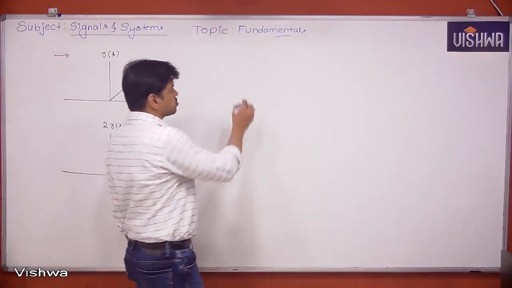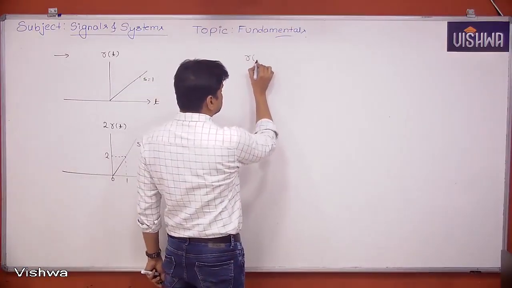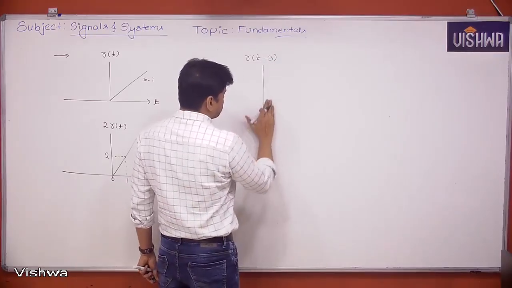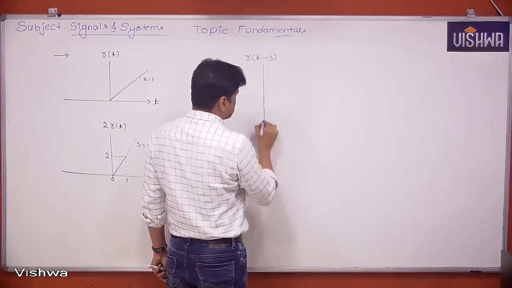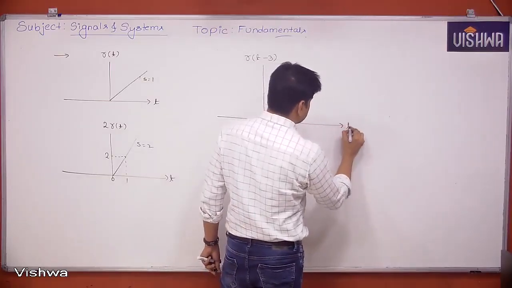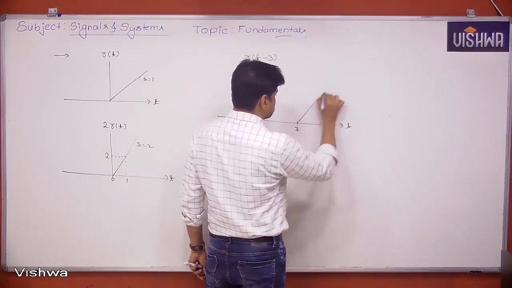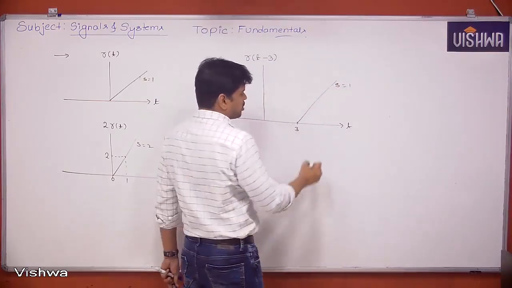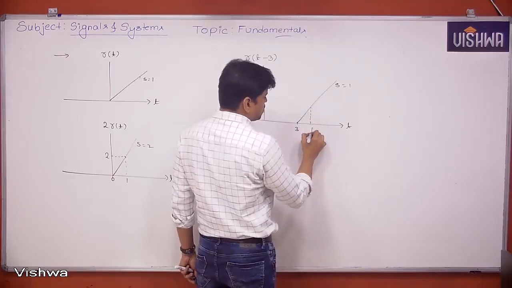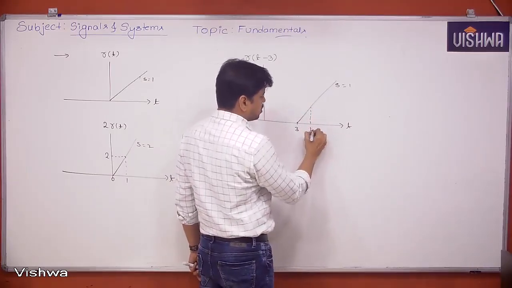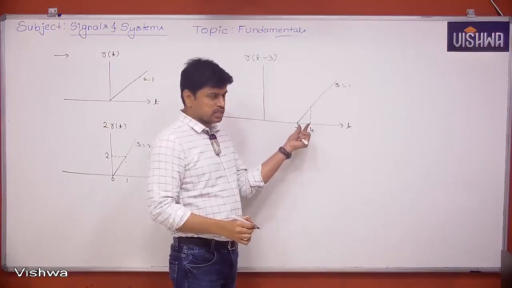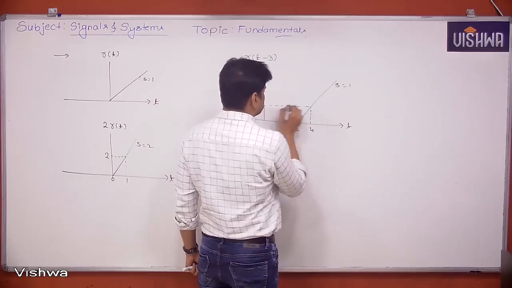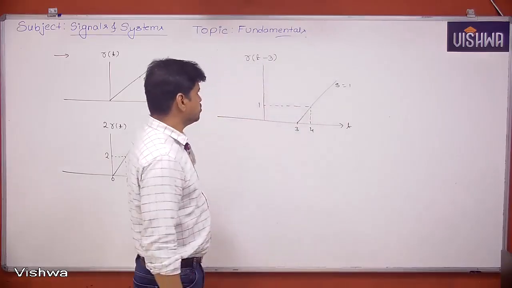Suppose let's say r of t minus 3. So the ramp function is starting at 3, not at 0. So this is the one. Here still the slope is equal to 1. What do you mean by slope is equal to 1? Suppose 1 unit change in x-axis, that is 3 to 4, there is only 1 unit change. So how much change in the y-axis? That has to be 1 unit only. Then only the slope will become 1. So that's what the r of t minus 3.